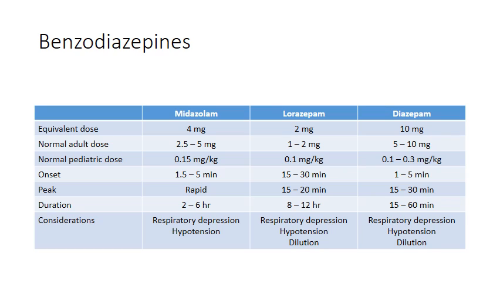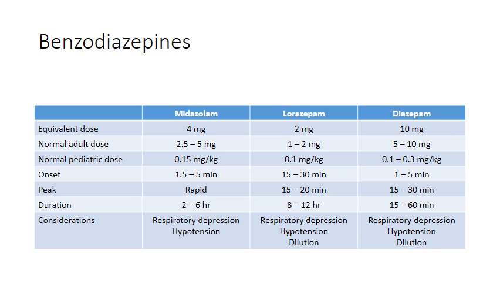And these are the three big guns. Midazolam, which is also known as Versed, lorazepam, which is also known as Ativan, and diazepam, which is also known as Valium. So again, these medications have an equivalent dose. And so 4 milligrams of Versed is the same as 2 milligrams of lorazepam and 10 milligrams of Valium. So those are the equivalent doses of each of those medications.